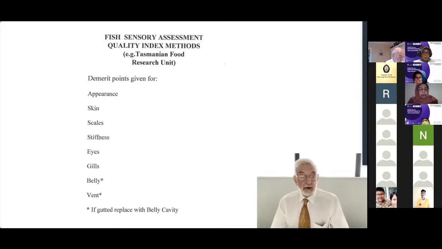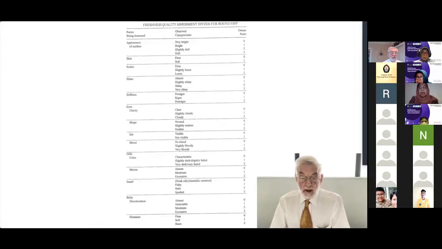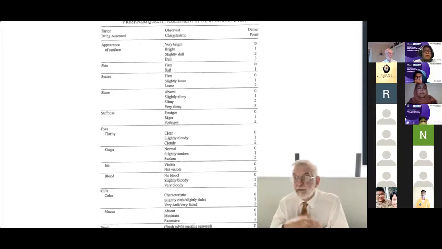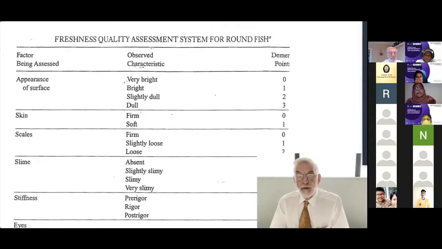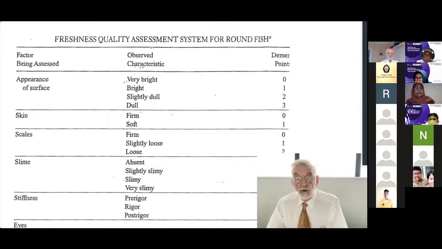So looking at these, we move on to the next slide, which shows the Tasmanian Food Research Unit system for round fish. And with this, the best, I remind you, is 0. All the points are demerit points. So if you look at the surface, for example, 0, very bright, nice and fresh. But here you get a scale. Bright would be 1 demerit point, slightly dull 2, and dull would be 3. Similarly, skin. Is it firm? 0. Is it soft? 1. And we move through all of these various things.